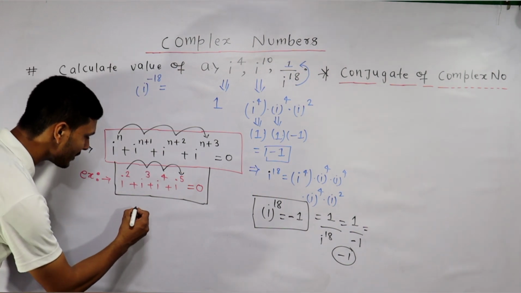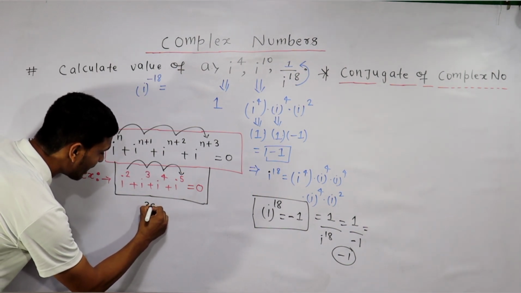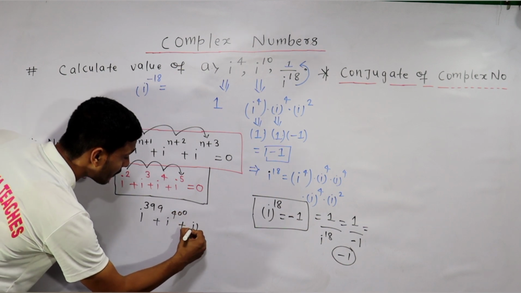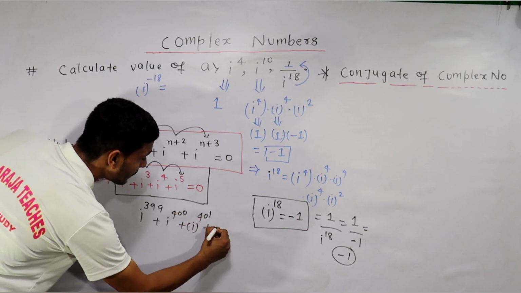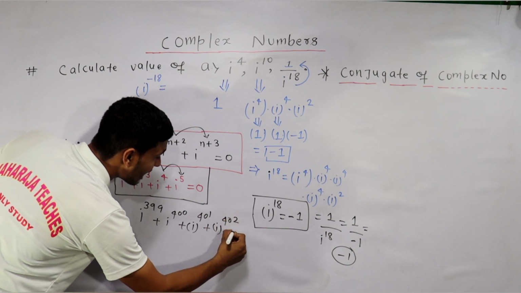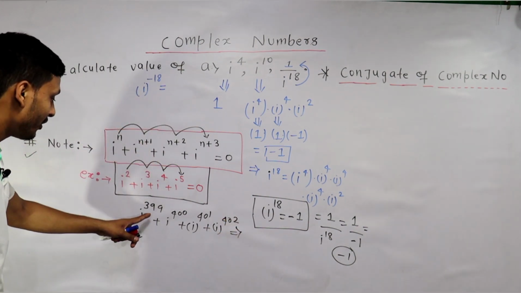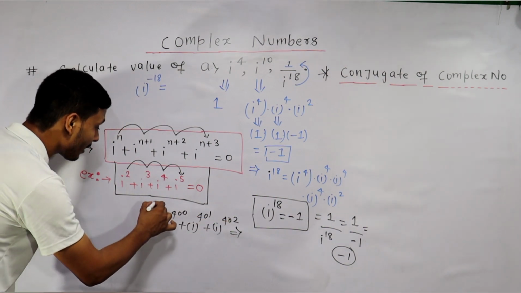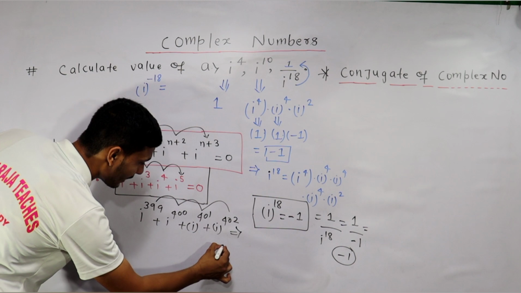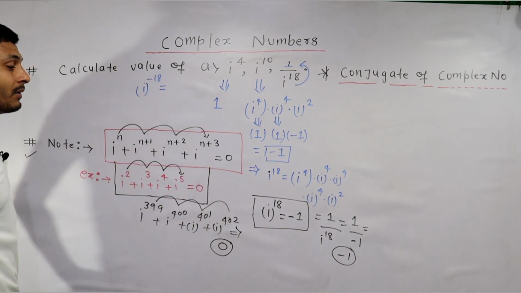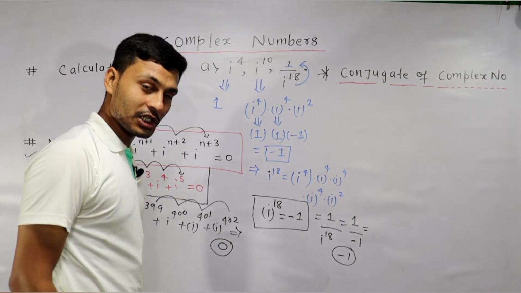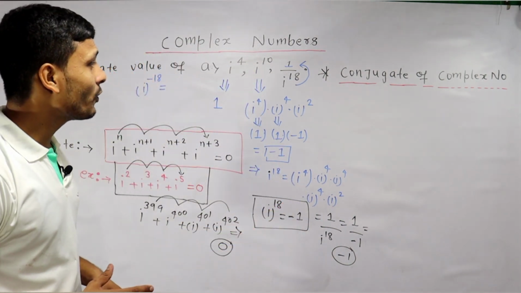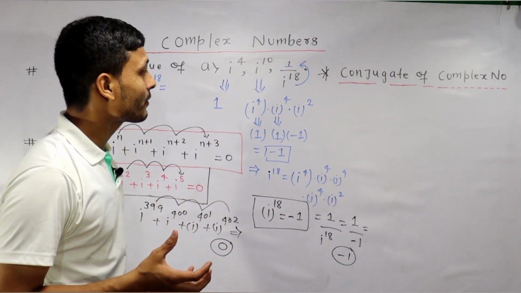That means we can say that i to the power 399, i to the power 400, i to the power 401 plus i to the power 402: they all are consecutive, so we get the value equal to 0. Is it right? Very good. Just note it. Thereafter we will discuss a new topic in case of complex numbers.